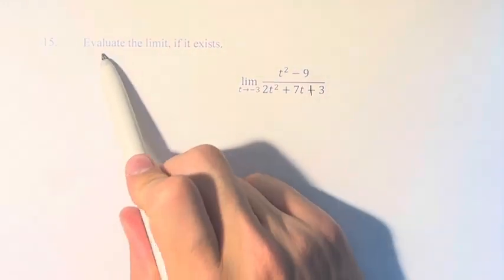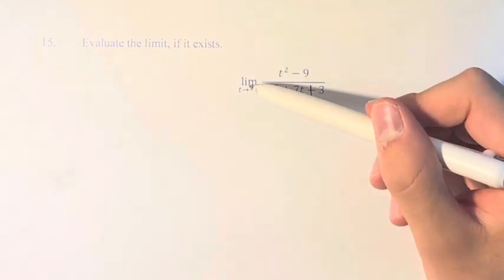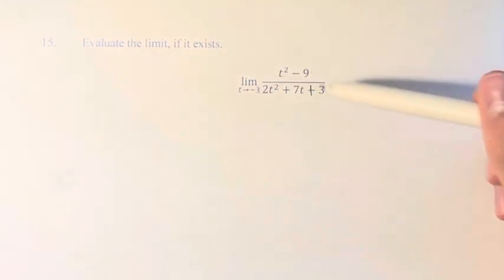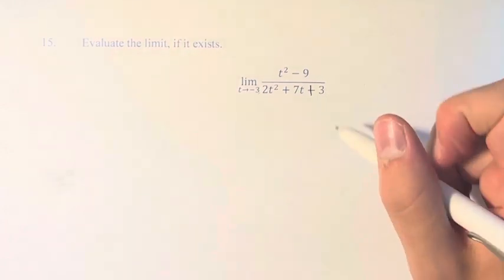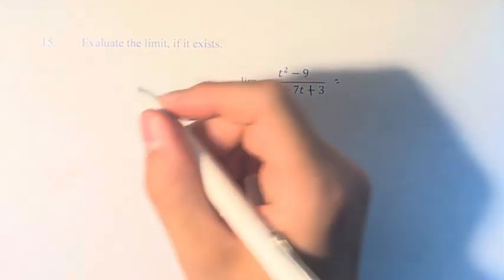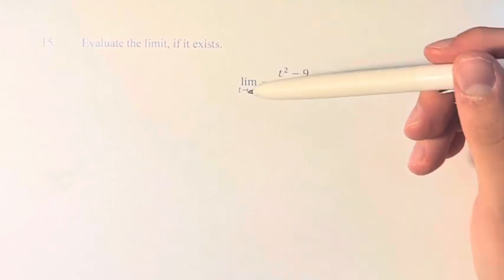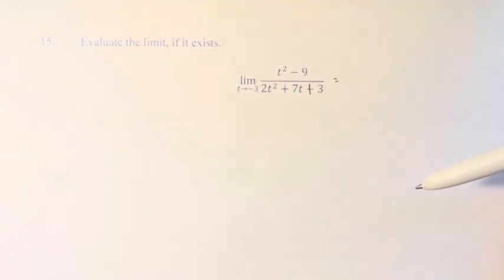In this problem, we're asked to evaluate the limit if it exists, where it's the limit as t approaches -3 of (t squared minus 9) over (2t squared plus 7t plus 3). So what we have here is a limit where we can't directly plug in -3 into the denominator, because if we do that, then we'll get 0, and obviously you can't divide by 0.